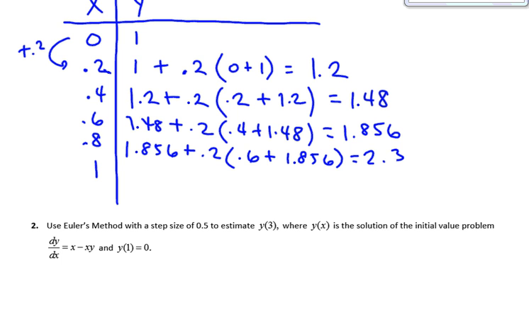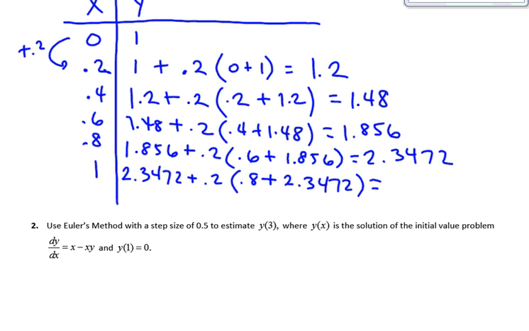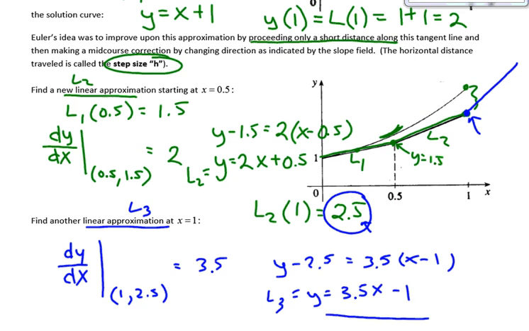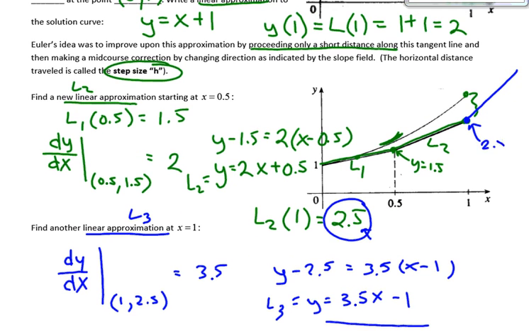And we get 2.3472. And finally, we are at our final step, so previous y plus step size times the derivative evaluated at the previous point. And we finally get this evaluation. Okay? So that is an even better approximation. If you go back and look at our graph, we said that this y value was 2.5. So 2.9 is going to be maybe up in here, and you can see you get a much closer approximation, less of an error there.